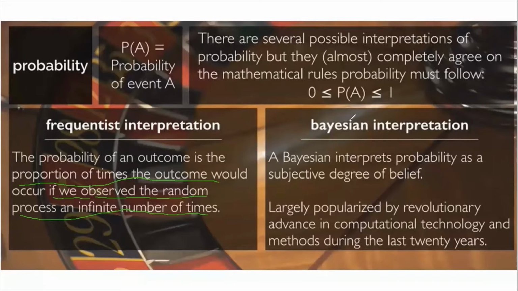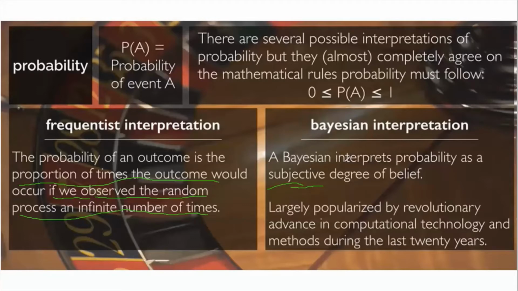So what about the Bayesian approach? Bayesian interprets probability as a subjective degree of belief. So there is a subjective element. Recently, our computation technology has become really advanced, and that's why the Bayesian approach is nowadays possible to calculate. That's why it has become a little bit popular.